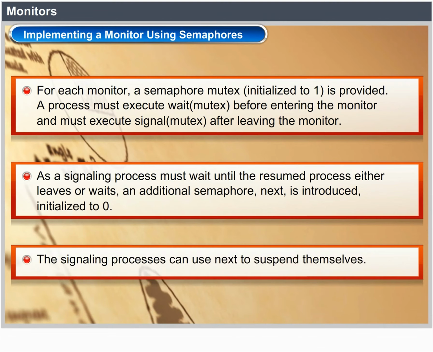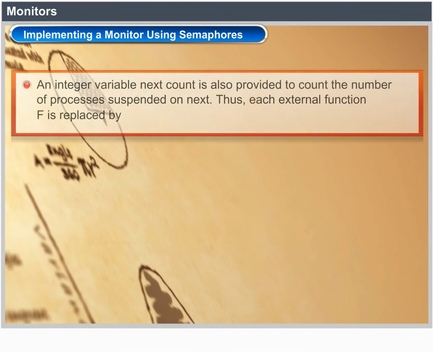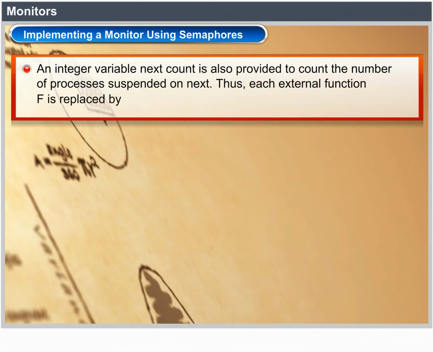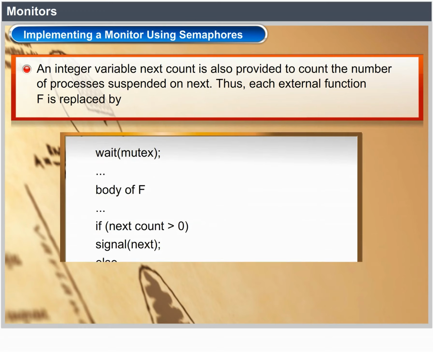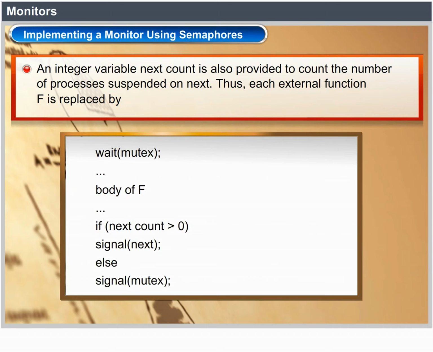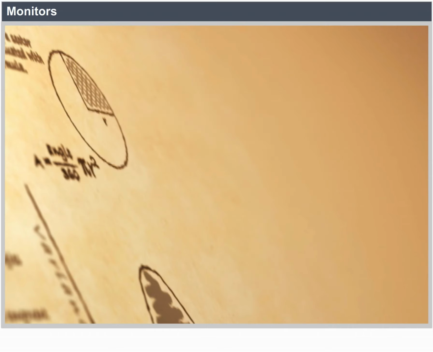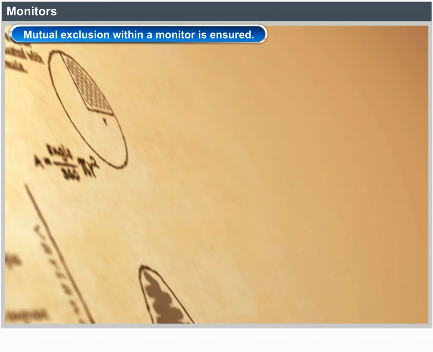An integer variable next_count is also provided to count the number of processes suspended on next. Thus, each external function F is replaced as follows. Mutual exclusion within a monitor is ensured. We can now describe how condition variables are implemented as well.